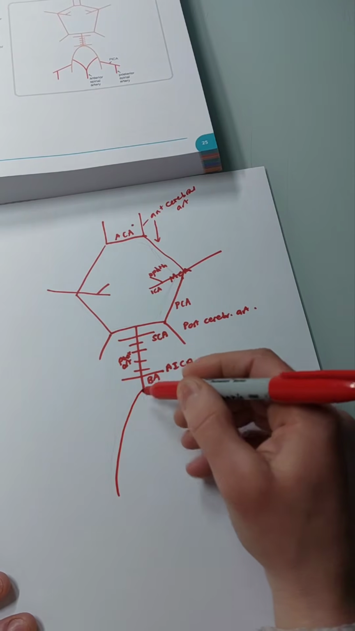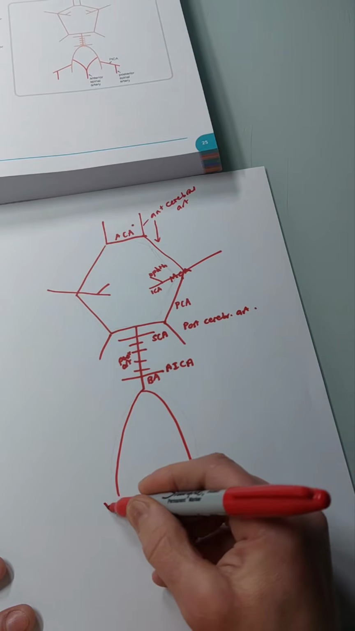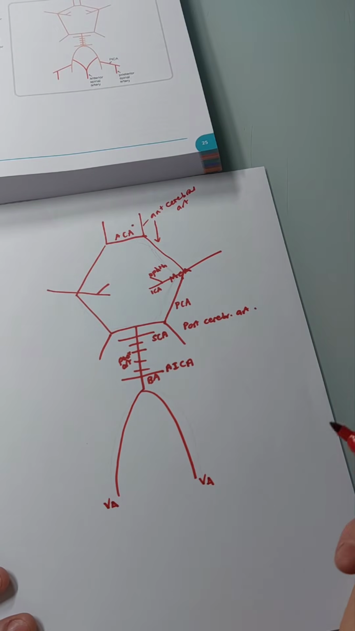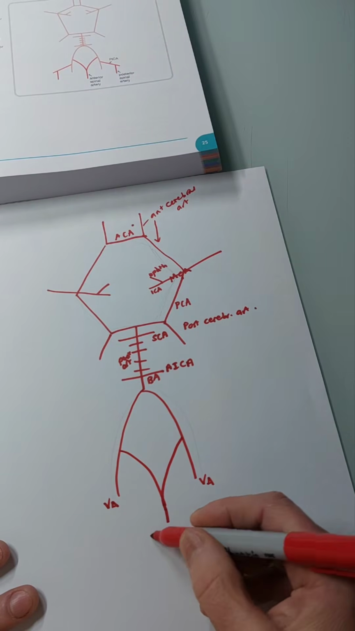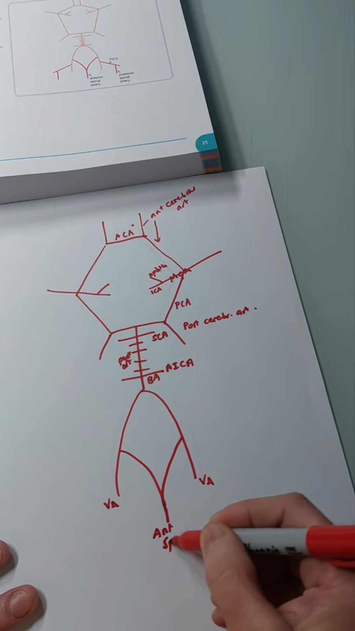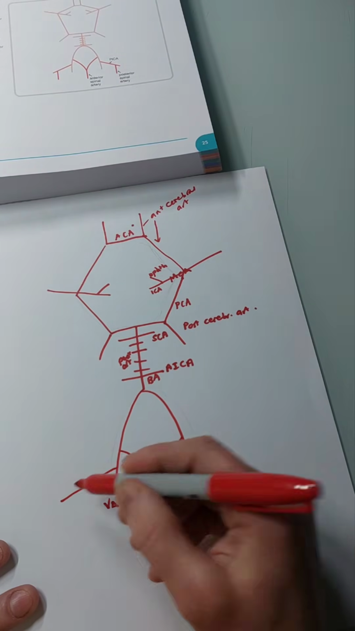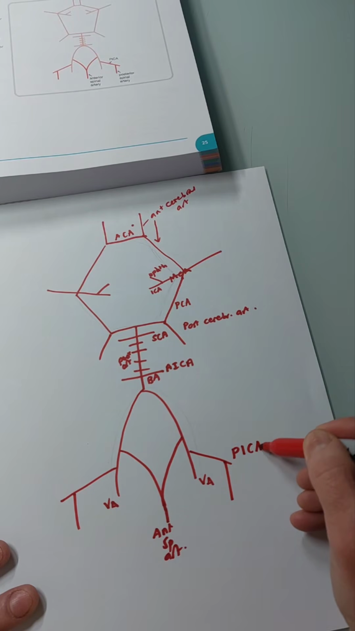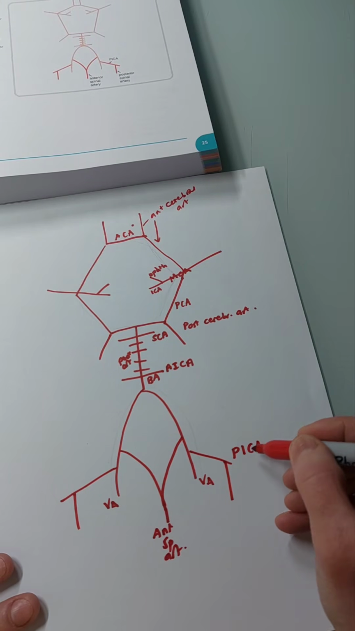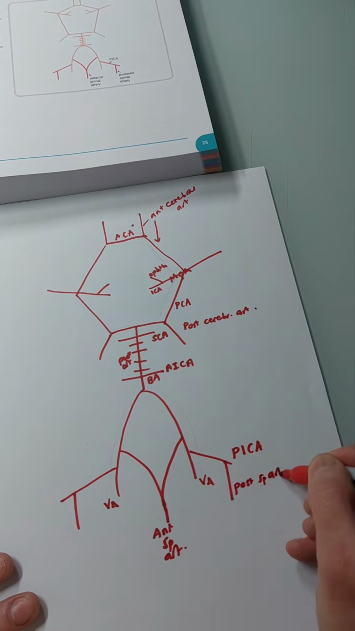And then we add in the vertebral arteries, one on each side. So getting there now, so we have a branch that comes here between them, and that's the anterior spinal artery. And then another little bit on each side that comes down, and that is your posterior inferior cerebellar artery, or PICA, and then your posterior spinal arteries.